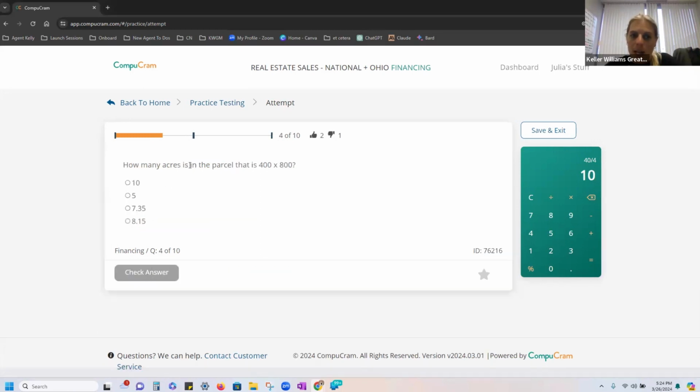All right. How many acres is in the parcel that is 400 by 800? A, 10, B, 5, C, 7.35, or D, 8.15?